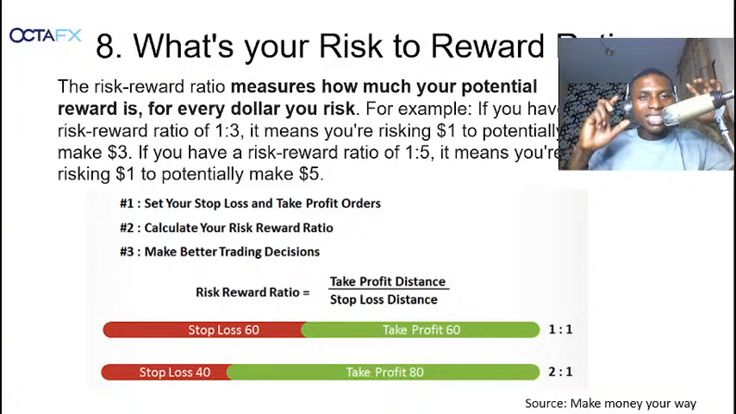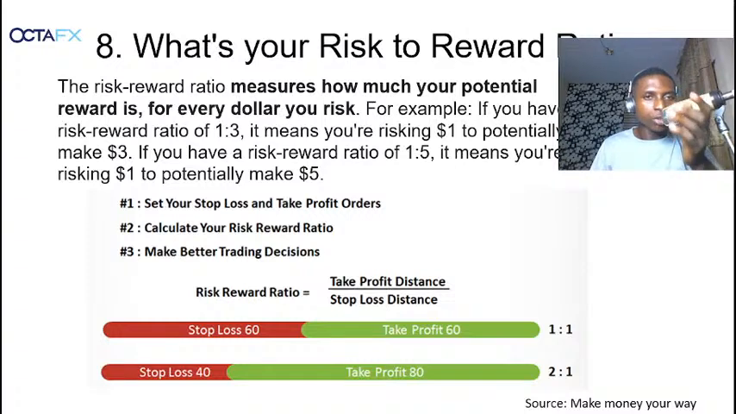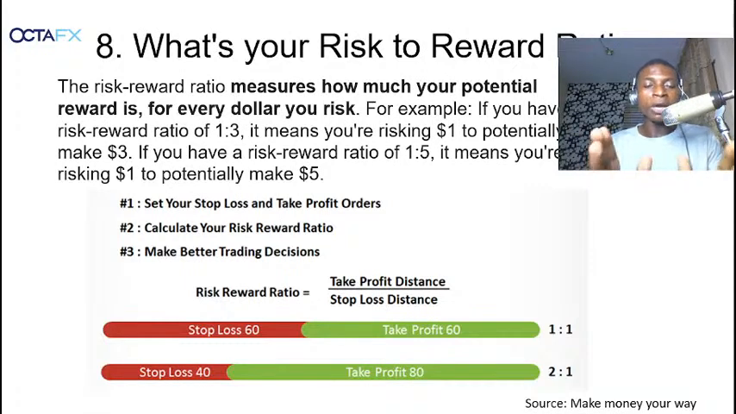So this is risk to reward. You are weighing them. You're putting them on a scale. How much am I willing to let go, and how much am I willing to make? Right? Awesome. If you have a risk reward ratio of 1:5, it means you are willing to risk $1 to potentially make $5. So it's very, very clear.